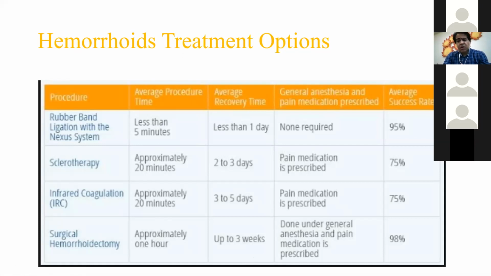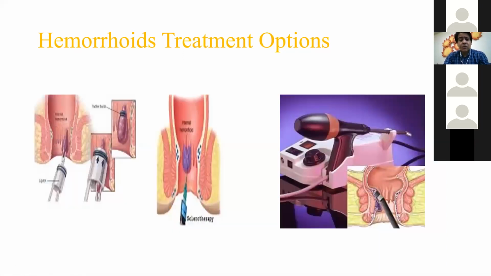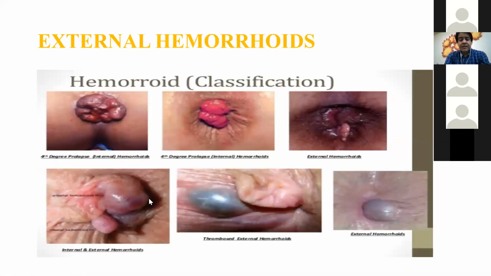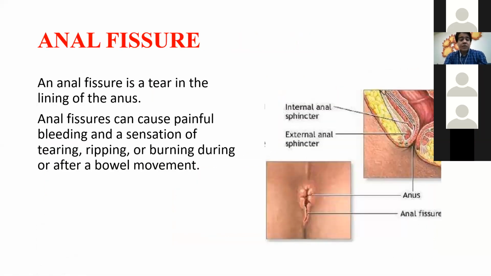So this was all about the internal hemorrhoid. So what about the external hemorrhoid? These are the different pictures of external hemorrhoid. If you look at this, this is the 4th degree of internal hemorrhoid, which is again known as just like external hemorrhoid. This is the 4th degree prolapsed hemorrhoid. This is the external hemorrhoid. This is the internal external hemorrhoid. This is thrombosed external hemorrhoid. All these types of external hemorrhoid require surgical intervention or surgical hemorrhoidectomy.